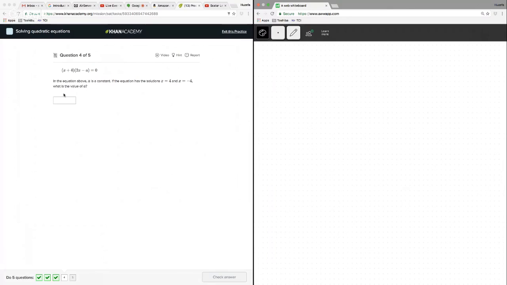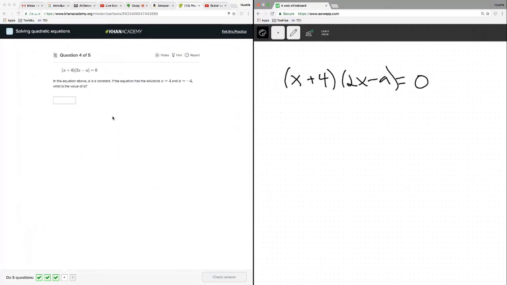All right, so let's check this out here. Question 4, in the equation above, and like I said, I'm going to knock out 2 of these. In the equation above, a is a constant. If the equation has the solutions x equals 4 and x equals -4, what is the value of a? Okay, so let's write this out over here. (x + 4)(2x - a) = 0.